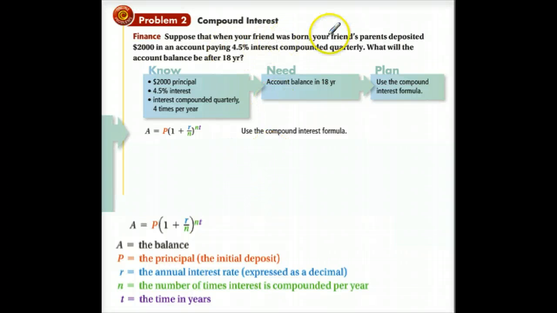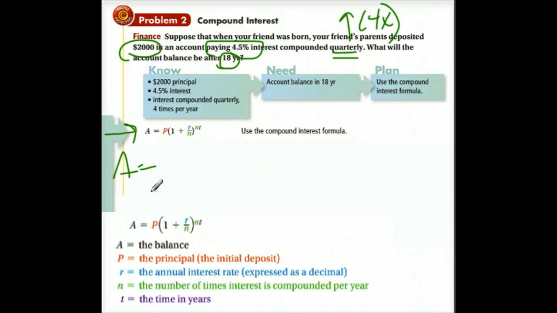Suppose that when your friend was born, your friend's parents deposited $2,000 into an account, paying 4.5% interest, compounded quarterly. Right there, quarterly means 4 times a year. What will the account balance be after 18 years? Okay, so here's our formula. We want to know the amount, the A. Principal, how much money did they put in originally? $2,000.